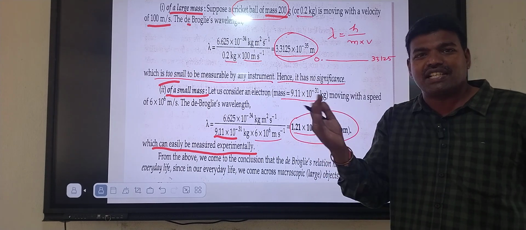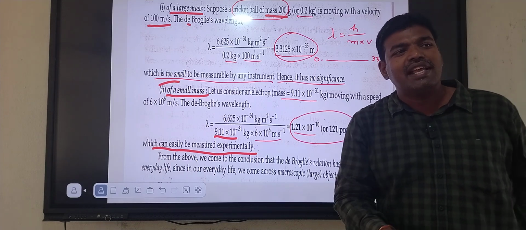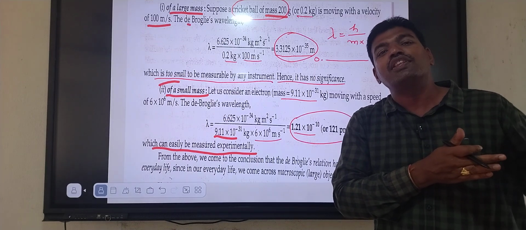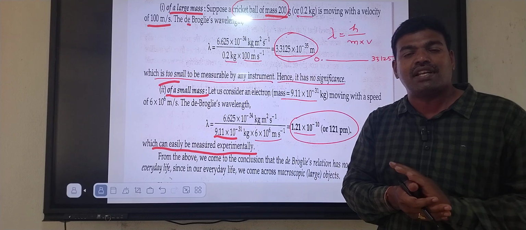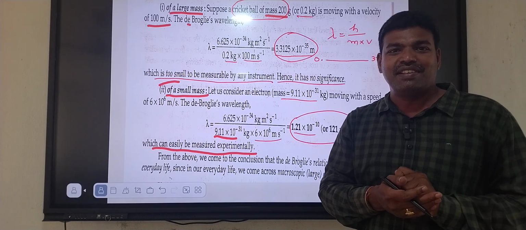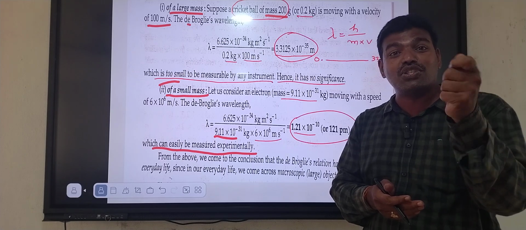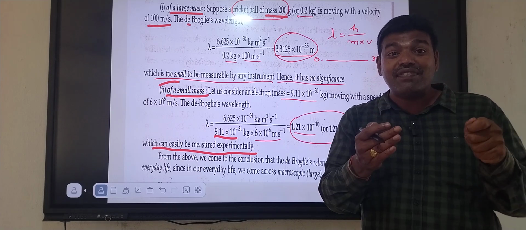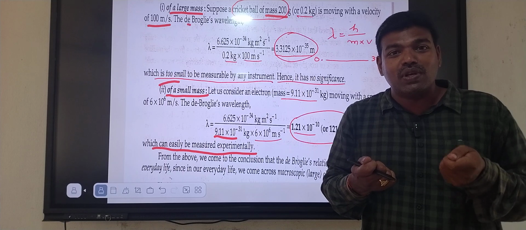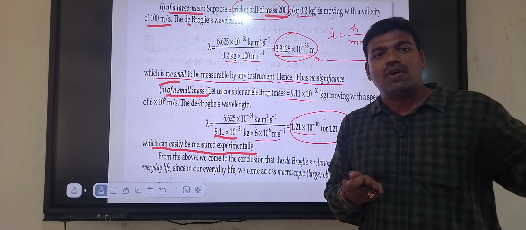Therefore, from this we can conclude that all moving particles are associated with wave nature. The man who is traveling on the road is associated with wave nature, the car which is traveling on the road is associated with wave nature, and the electron revolving around the nucleus is also associated with wave nature.